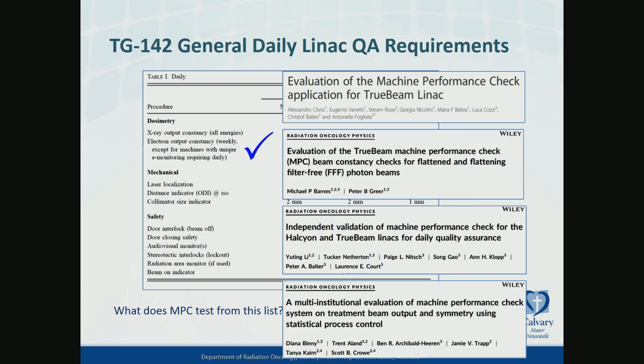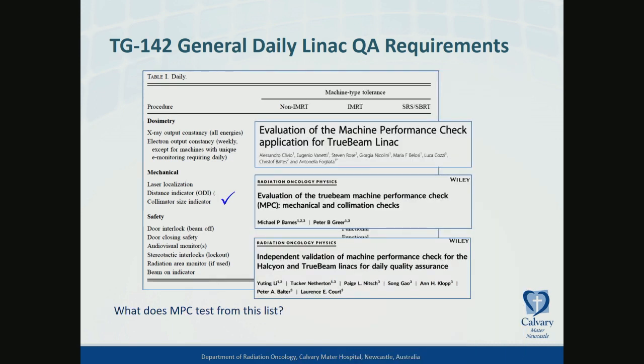Now, this is going to be a bit of a feature through my talk today, where I've got these publications listed with title and authors, but at the end of my talk there'll be a reference list for anyone who wants to look a bit deeper into these publications. I can also say that MPC does the collimator size check. It checks both jaw position and, as Cheng Yu said, it checks MLC position. And again, these three publications sort of indicate that, certainly for a daily check level, it does this quite well.